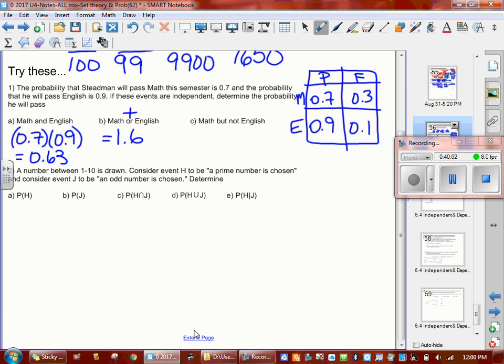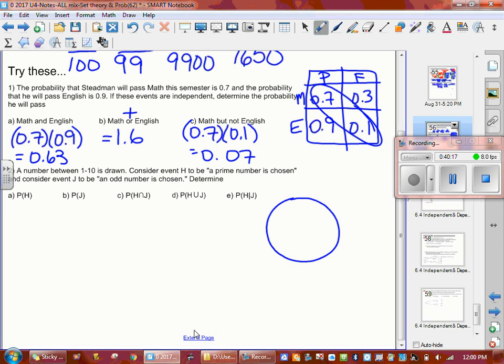Passing math, but not English. So now you're going to multiply those two. So 0.7 times 0.1 to give you 0.07.